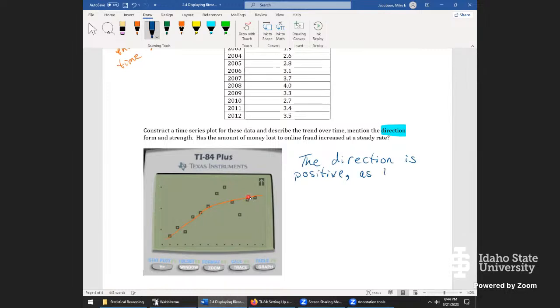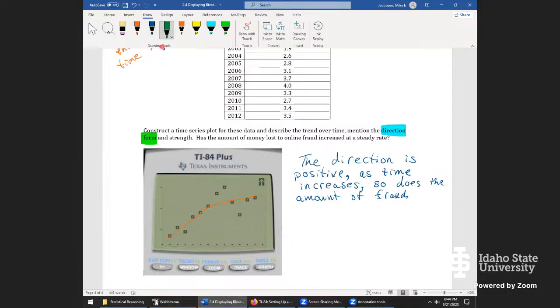A positive direction means as time increases, the amount of fraud has also increased. So as time increases, so does the amount of fraud. Now, you wouldn't have had to put in that second piece unless the instruction specifically said, mention the context. But it's always a good habit to be thinking about the context when you answer these kinds of questions. So I threw that in there just to give that extra response.